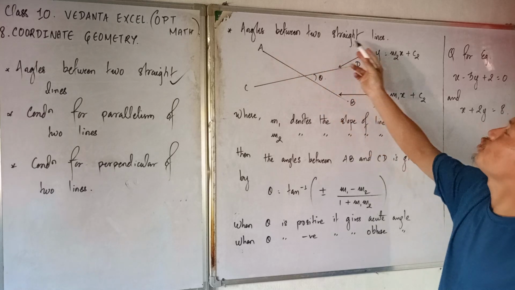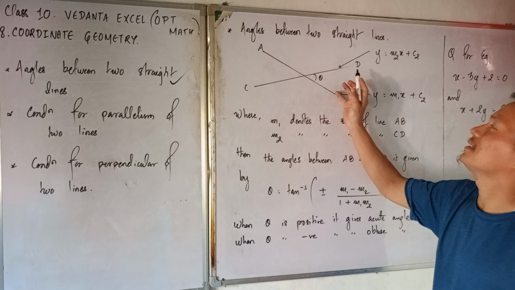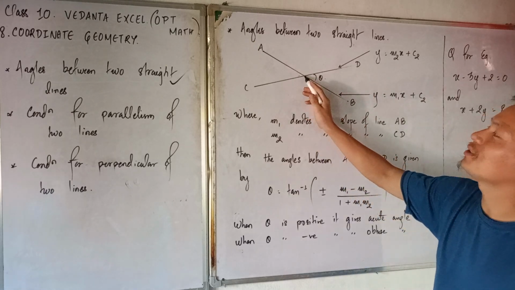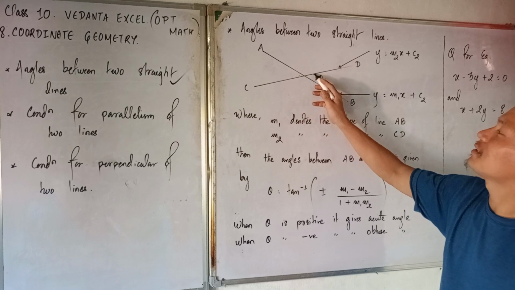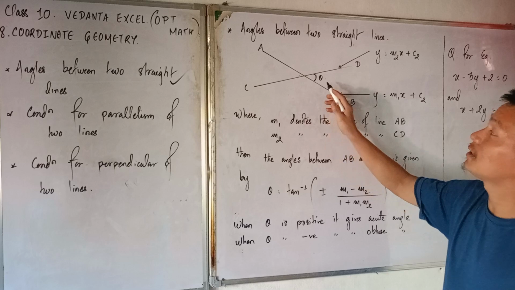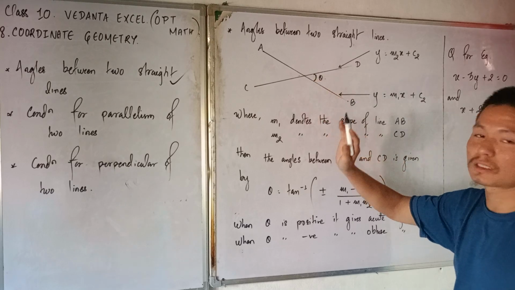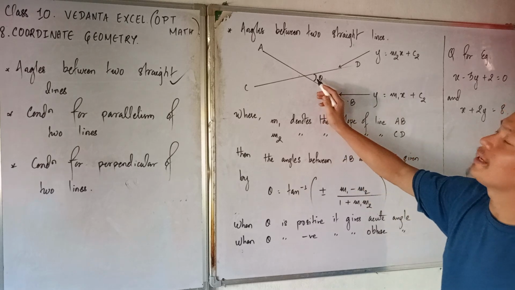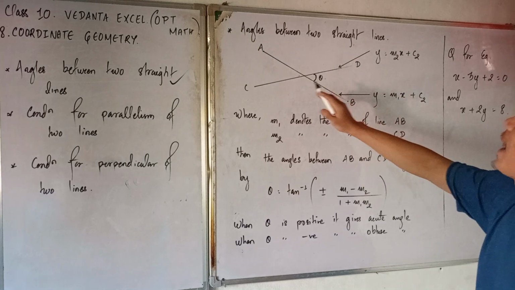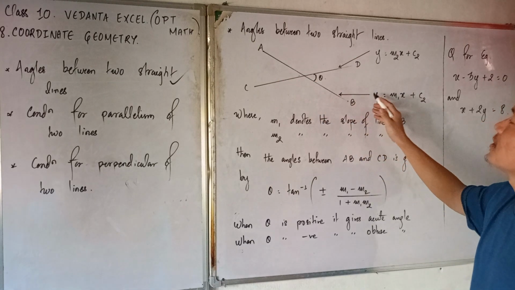Here I have considered AB and CD, two straight lines. When they intersect with each other, let the angle made between them be theta, okay? Theta is the angle made between these lines when they intersect at this point, okay? So one will be acute and another will be obtuse. I have considered the line AB.